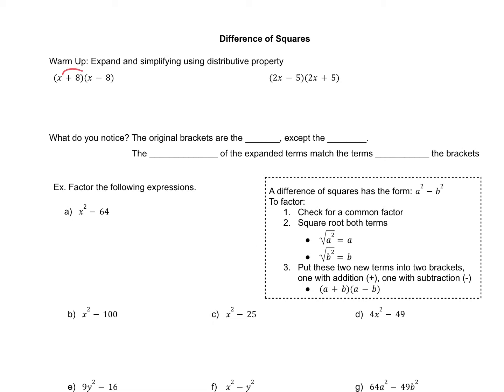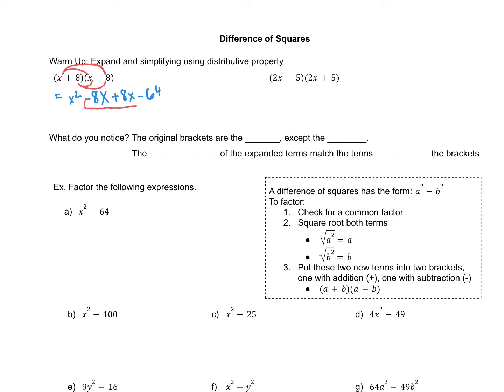So we're going to take the x and multiply it into our first bracket. So x times x is x squared, and x times negative 8 is negative 8x. Then we'll take the positive 8 and multiply it in. So 8 times x is positive 8x, and 8 times negative 8 is negative 64.